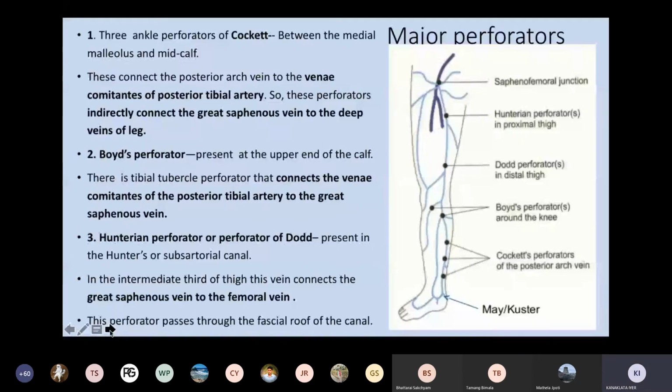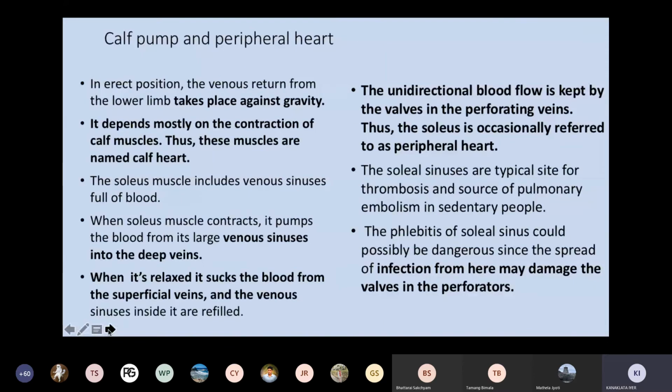Right then, so this is again the same thing. Okay, so now what is a calf pump? Note that it is also called a peripheral heart. The three calf muscles, which I already told you, the two heads of gastrocnemius and the soleus, help in the venous return.